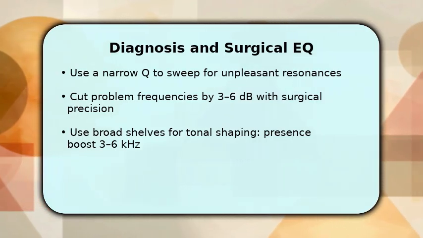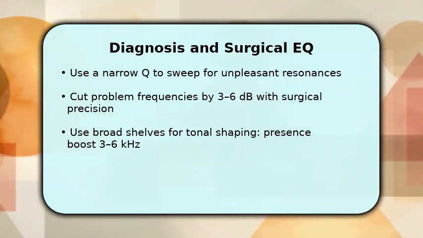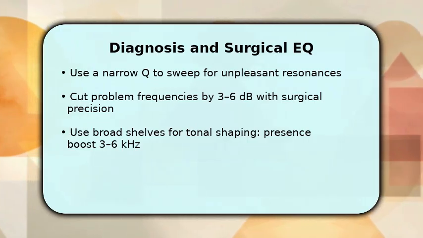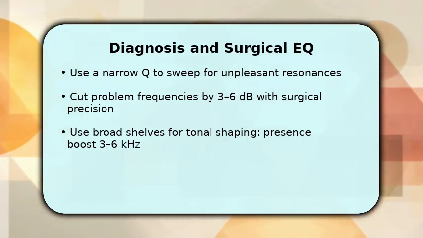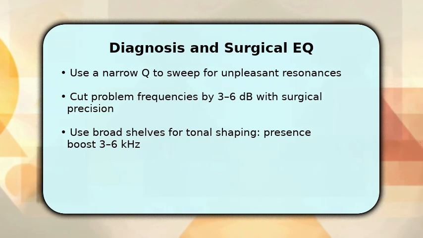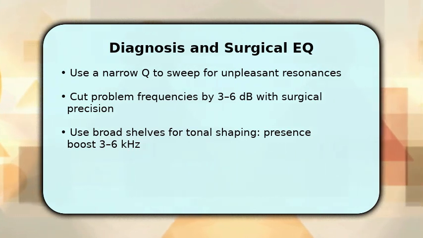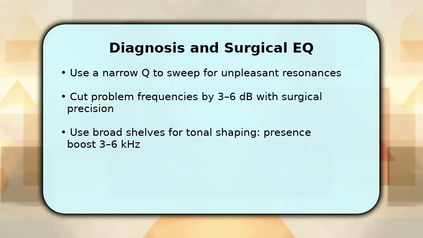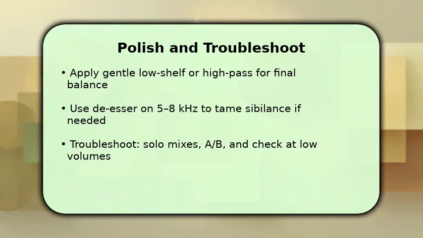Once the narrow issues are addressed, apply broader boosts or cuts to shape tone, gentle presence around 3-6 kHz for clarity, and a slight lift at 200-400 Hz if warmth is missing. Finish by polishing with broad moves, a subtle low shelf to control weight, or a final high pass to keep mic proximity out of the mix.